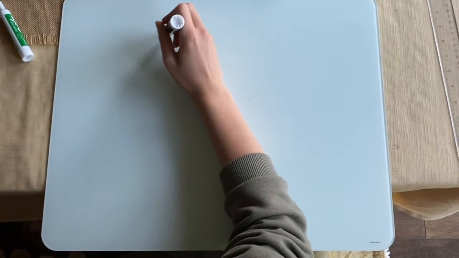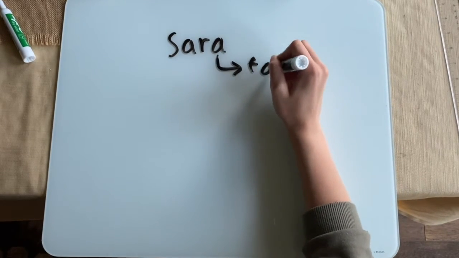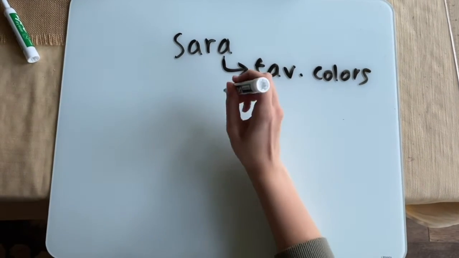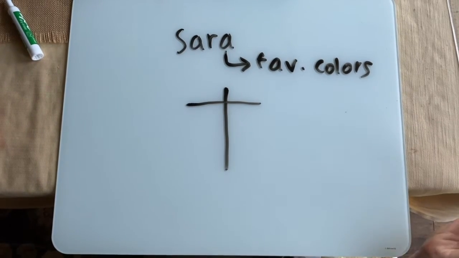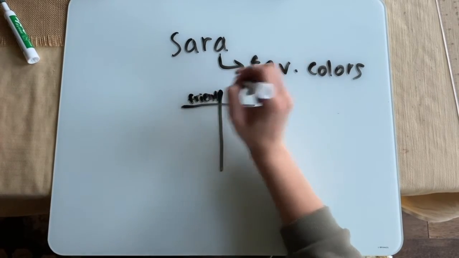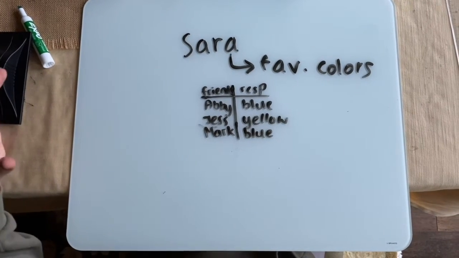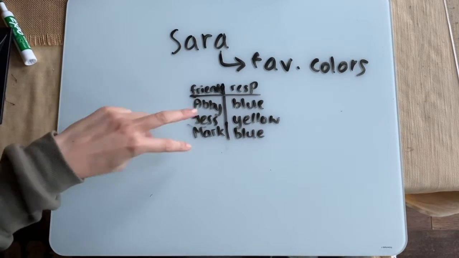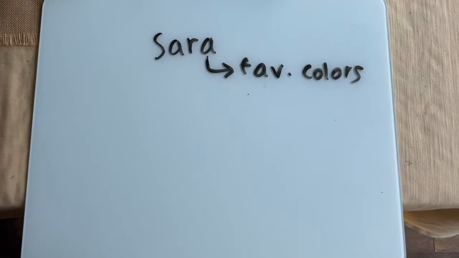Let's say that Sarah wanted to do a survey about her friends' favorite colors. She would make a table, perhaps give a couple of choices, but in this case, we're just going to make some up. So she would put her friends and then their responses. Here is a table listing all of the options. So she surveyed 3 friends, and she found 2 votes for blue and 1 vote for yellow. So how are we going to display this in a graph?